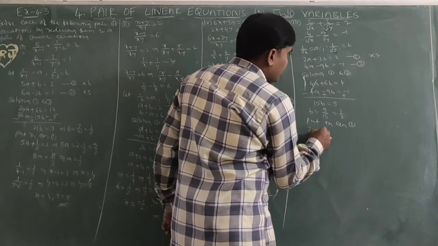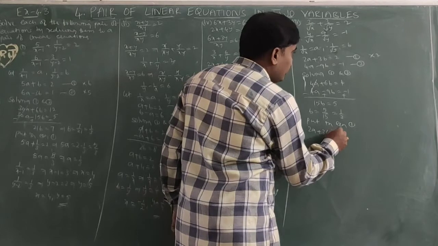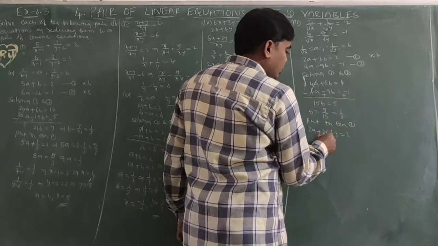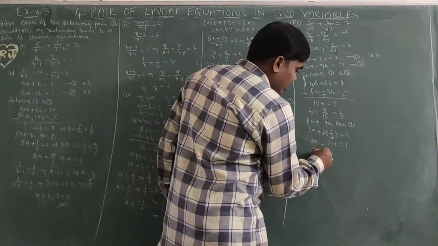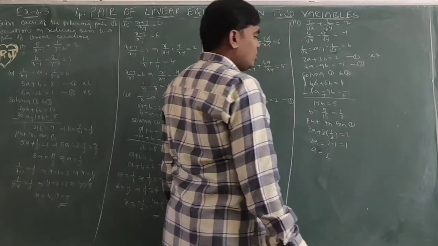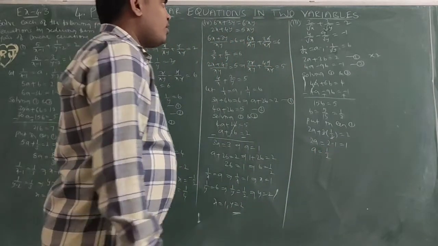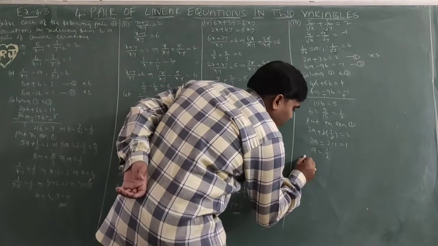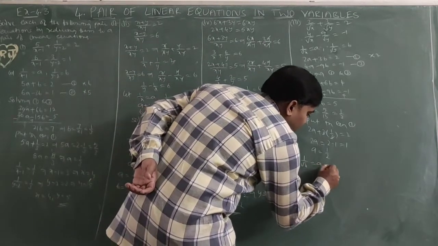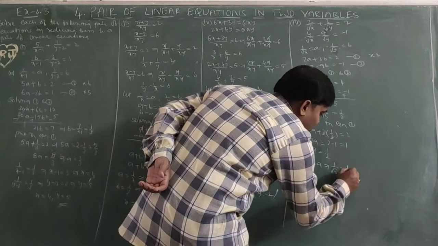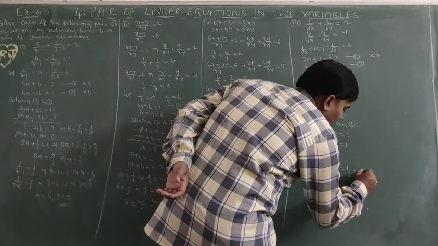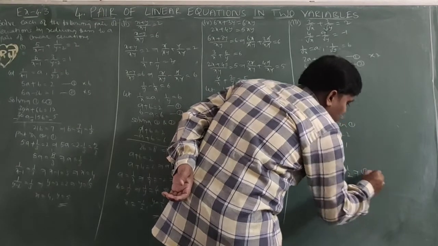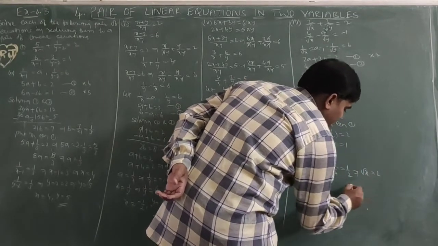2a plus 3 into b, which is 1 by 3, the 3 cancels, so 2a equal to 2 minus 1 equal to 1, so a equal to 1 by 2. The b value is 1 by 3, and a equal to 1 by 2. So 1 by root x equal to a implies 1 by root x equal to 1 by 2. So root x equal to 2, squaring on both sides, x equal to 4.